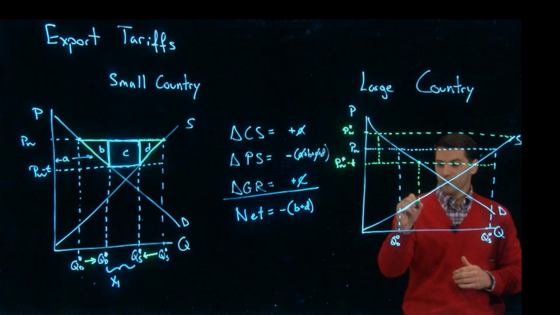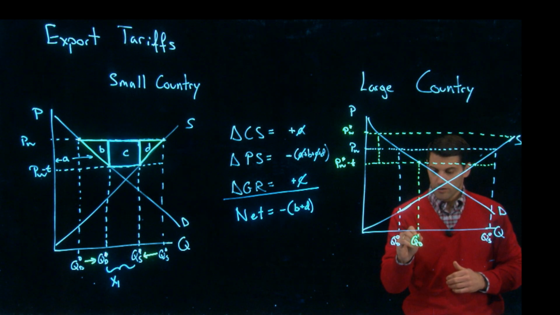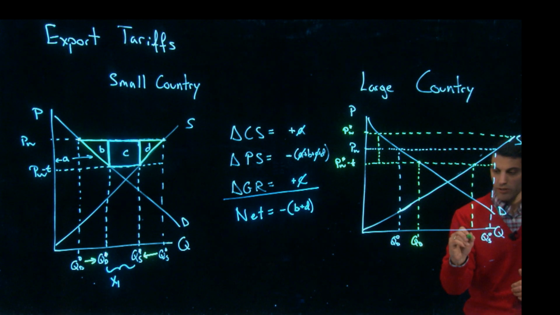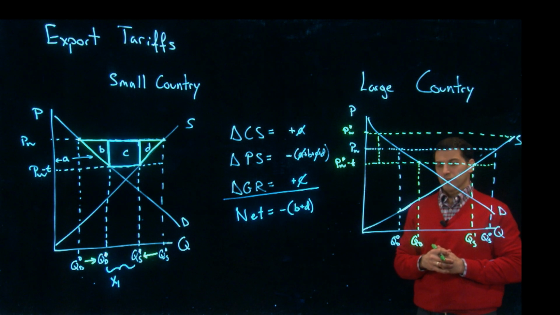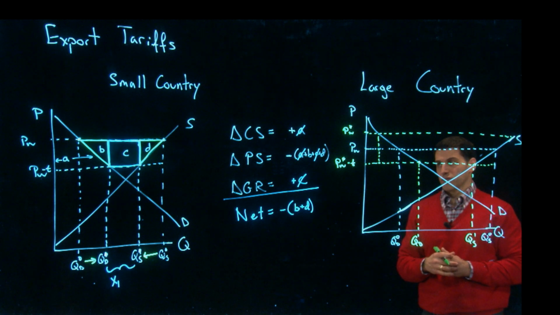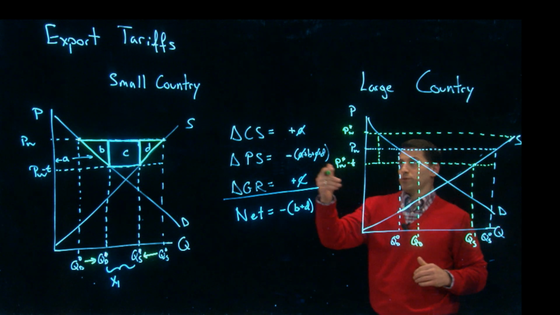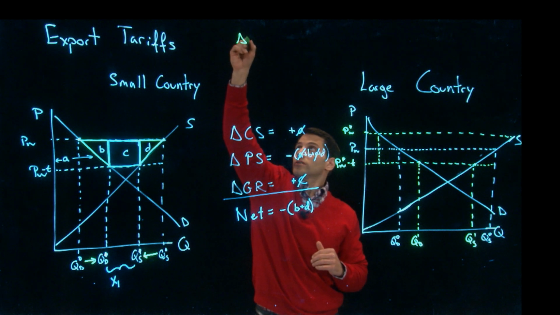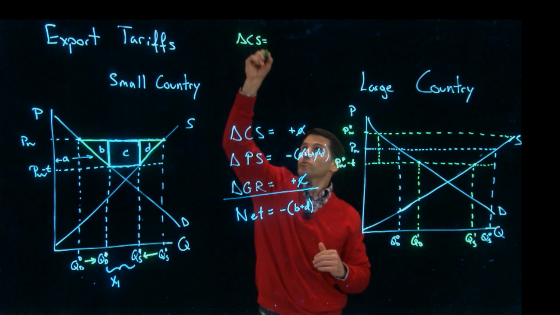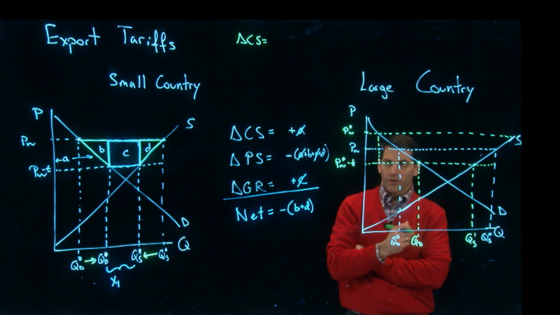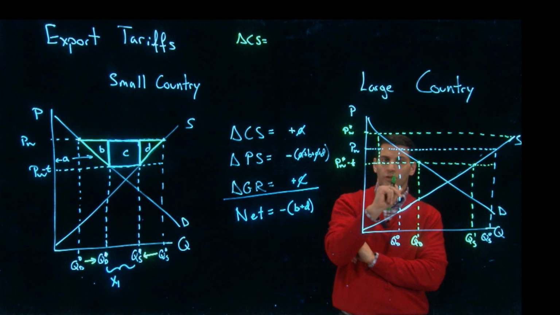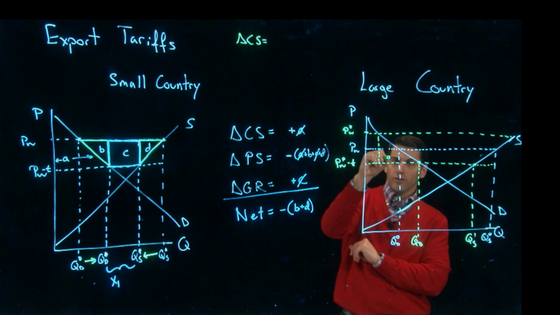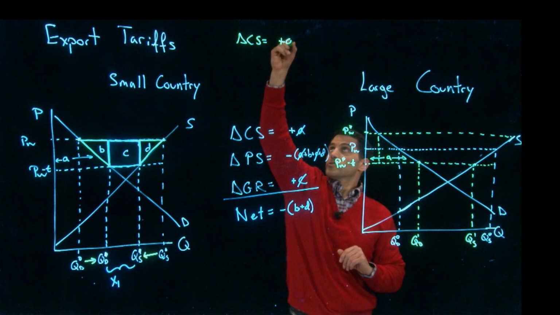So now we can look here. We've got our new quantity demanded and our new quantity supplied. So what's happening in this case? If we track our changes in surplus, I'm going to put this one right over here. In green, we're going to have the large country case. What happens to our consumer surplus? Well, we're looking for the decrease in our price. So again, we'll have this area A here. So consumers are gaining A.